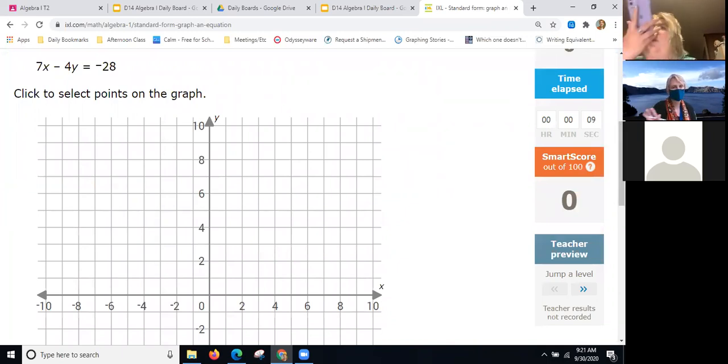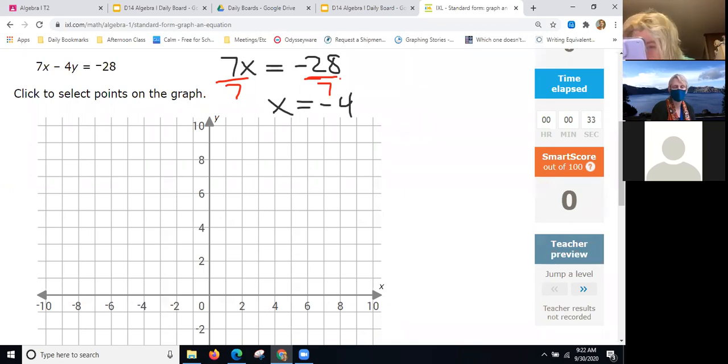So you can start with whichever one you want. Let's say I start with the x. If I start with x, then I'm first thinking to myself, 7x is -28. And I'm ignoring the y. So I'm going to divide by 7 and get x is -4. Now that says x is equal to -4. So I'm going to go to my x-axis, that's the horizontal axis, and click on -4.